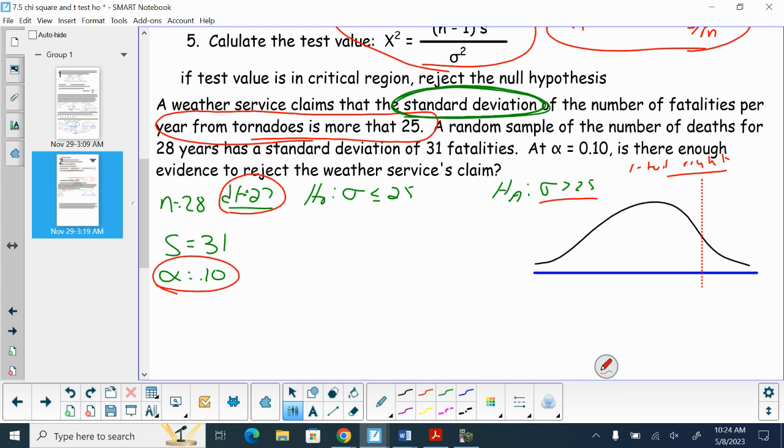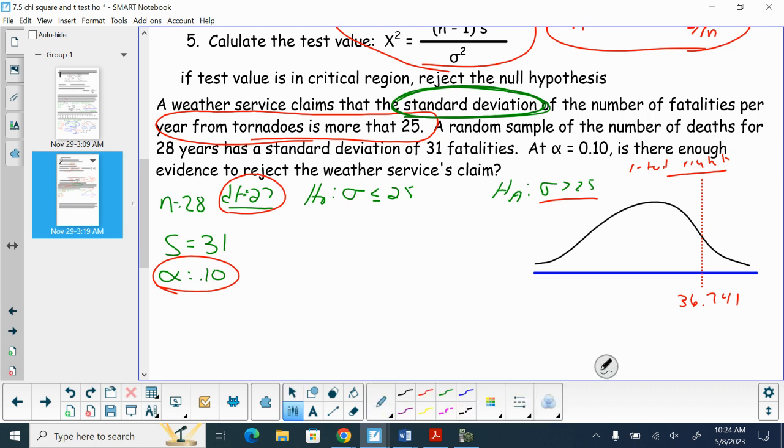Alex, what do you have? 1.314? No, go to your alpha of 0.10 on the chi-squared side of the table, not the t distribution. 0.10 all the way down to 27. 35.5663? That's 26. 36.7, there we go. 36.741.